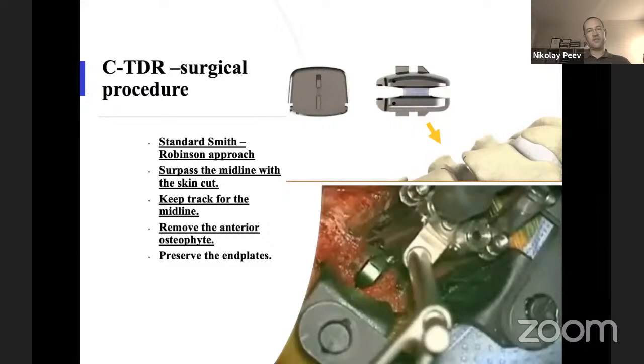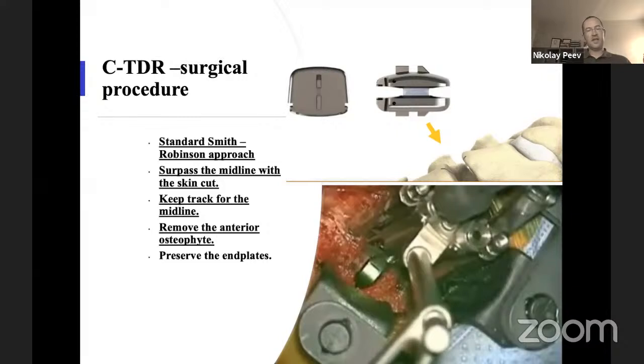You have to develop the same approach. You have to remove the disc in the same way. You have to remove the PLL. And usually you should keep the midline. You have to have a marker for the midline. In that respect, when I do my skin incision, I tend to surpass the midline with the skin cut, usually by about 1 centimeter.